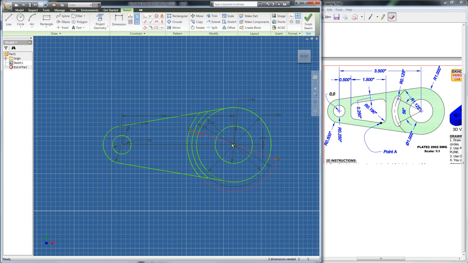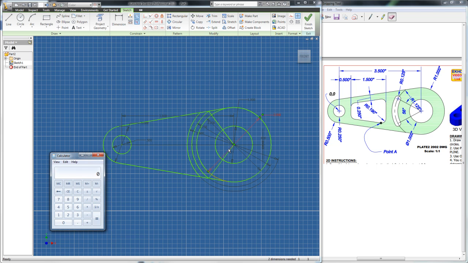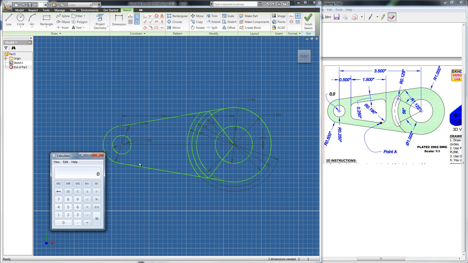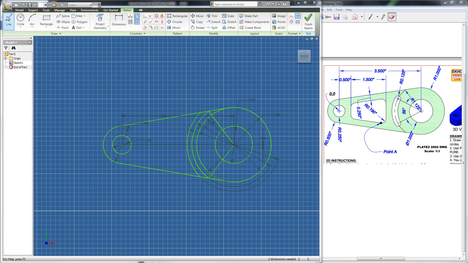Okay, now we want to make sure that this angle is 56 degrees. So the way we can do that, we can draw these guys, break out the calculator. Here we go. So let's see what this angle is between these. So we'll just hit dimension just for reference. We're not actually going to place the dimension. 106.28. Okay, 106.28 minus 56 divided by 2. So 25.14 on each side.